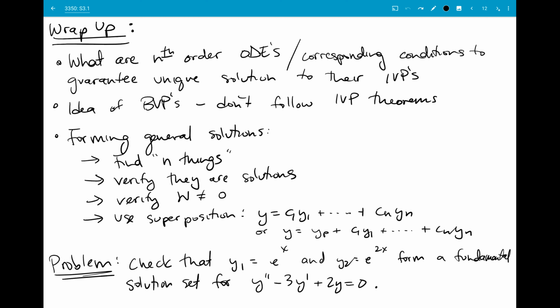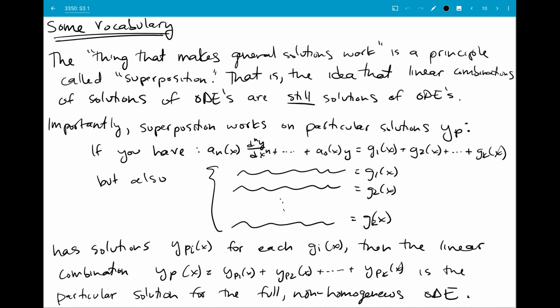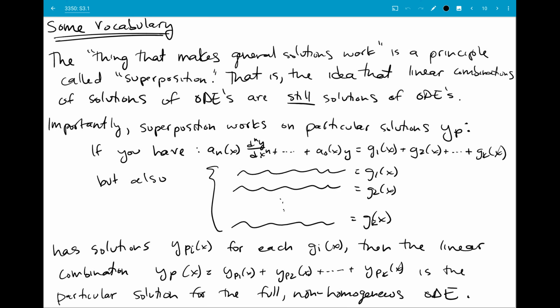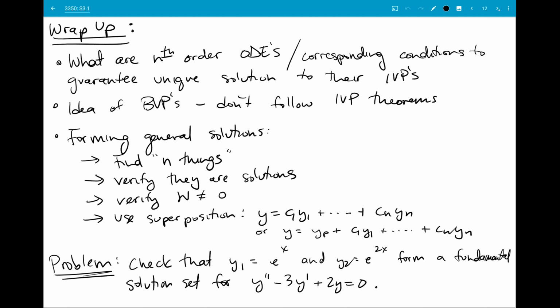But for now, your practice problem is just going to be to check that y1 equal to e to the x and y2 equal to e to the 2x form a fundamental solution set for this differential equation. So you're just going to repeat what I did for this example using your different exponential functions. So go ahead and work on that, and I will see you in class.